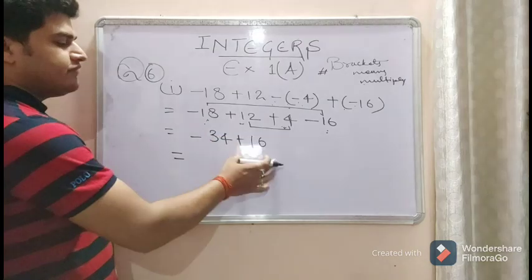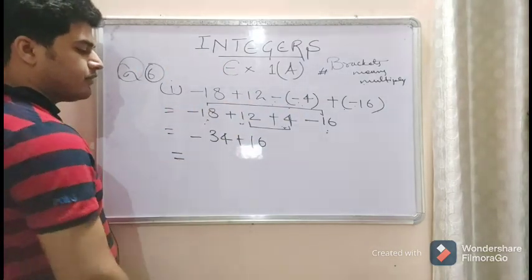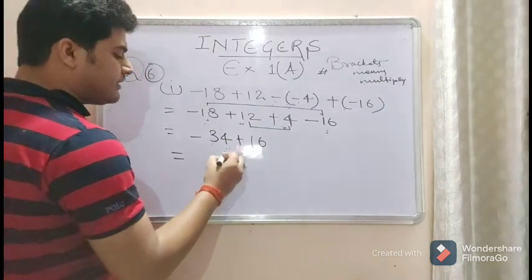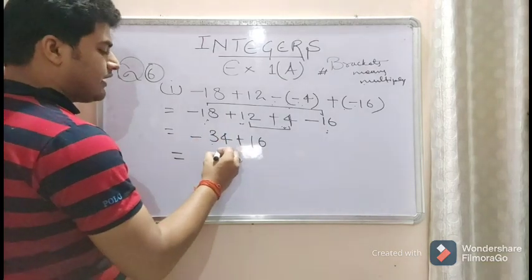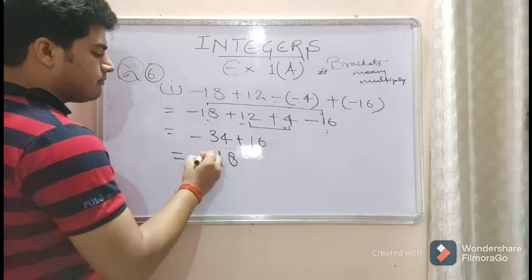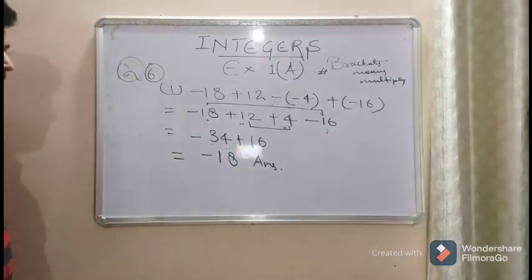Now one number is negative, one number is positive. Do the work of subtraction. Subtract the smaller number from the bigger number. 1 carry 14, 14 minus 6, that is 8. And here will be 2, 2 minus 1, that will be 1. So the answer is minus 18.